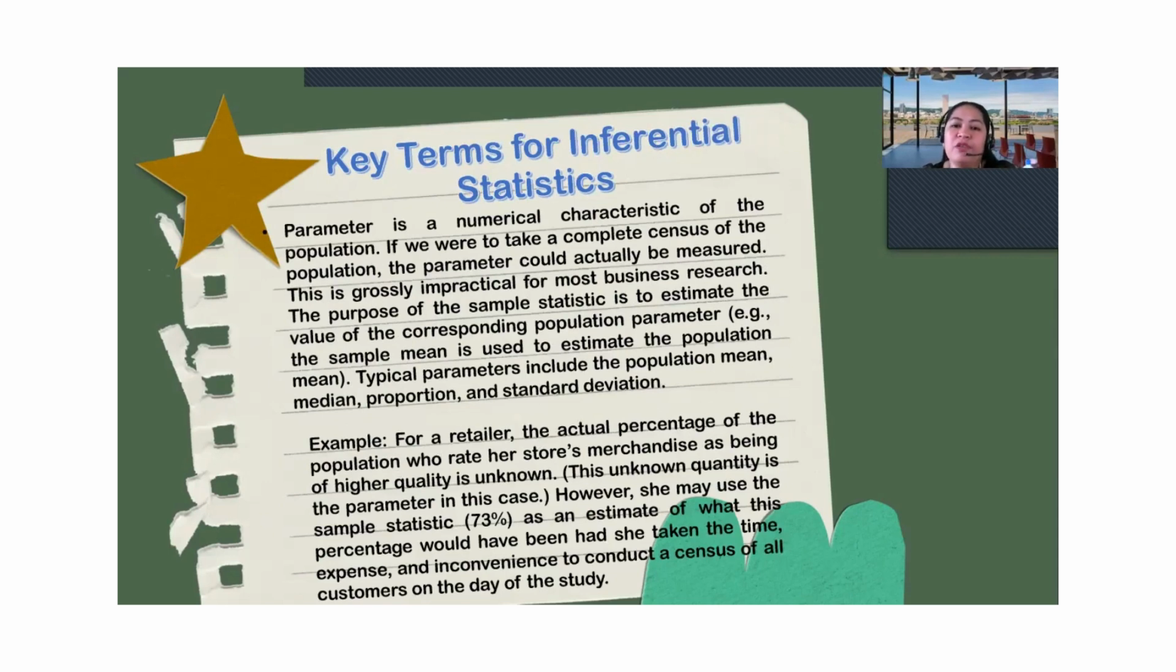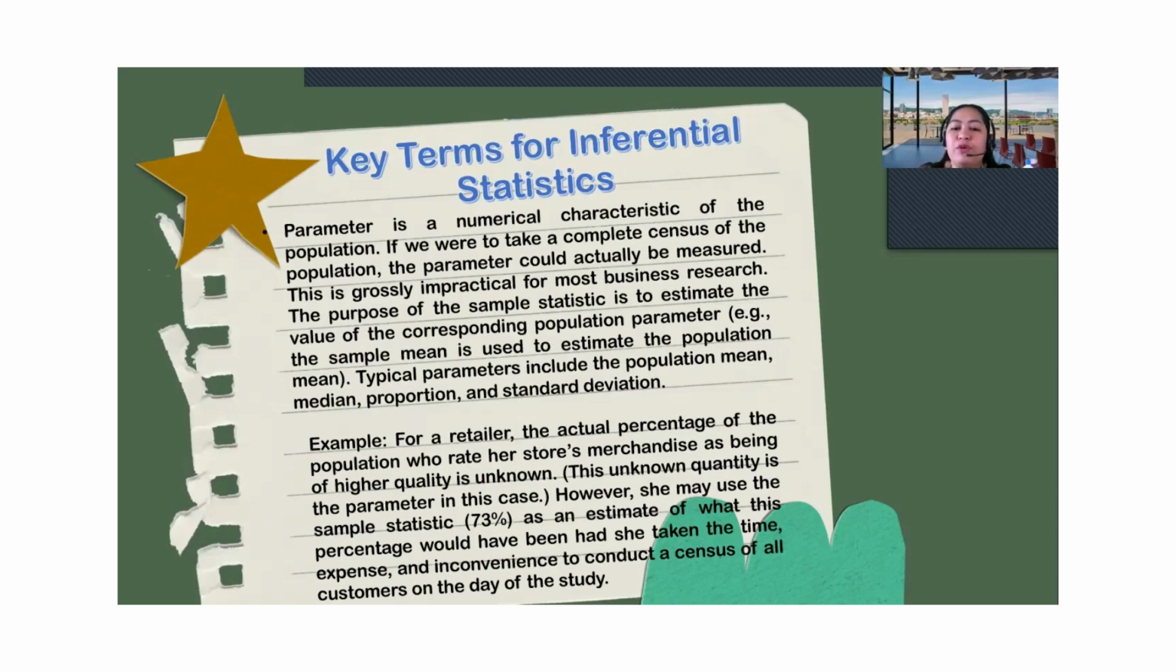Another key term for inferential statistics is the parameter. A parameter is a numerical characteristic of the population. If we were to take a complete census of the population, the parameter could actually be measured. However, this is impractical for most business research. So the purpose of the sample statistic is to estimate the value of the corresponding population parameter. For example, the sample mean is used to estimate the population mean. Typical parameters include the population mean, median, proportion, and standard deviation.